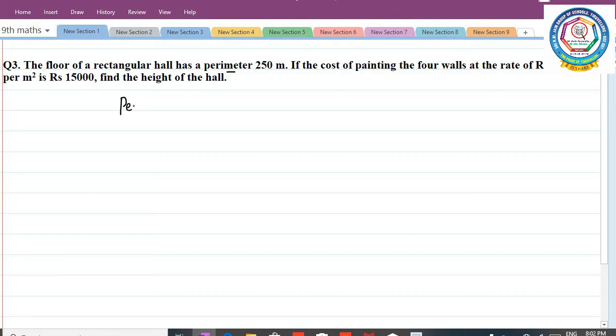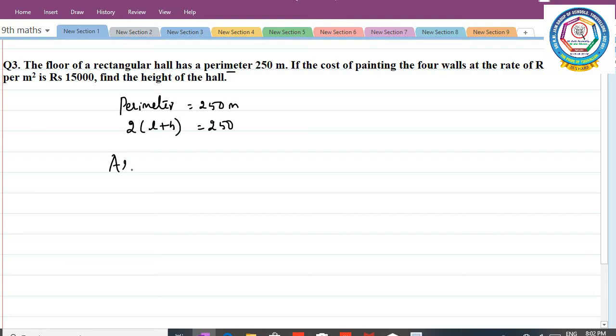So perimeter equal to 250 meter. So the hall looks like a rectangle. What is the perimeter of rectangle formula? 2 into (L plus B) equal to 250. Then the cost of painting of the four walls at the rate of 10 rupees per meter square is 15,000. So we have to find out what is the area of four walls.